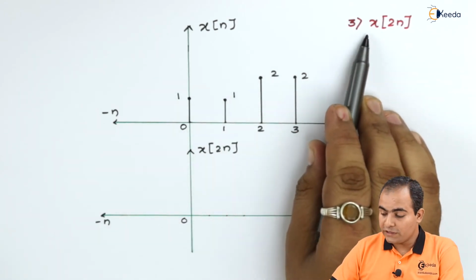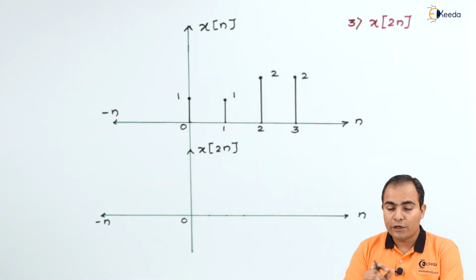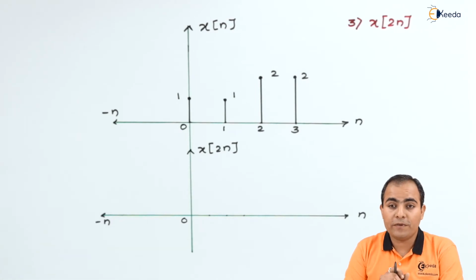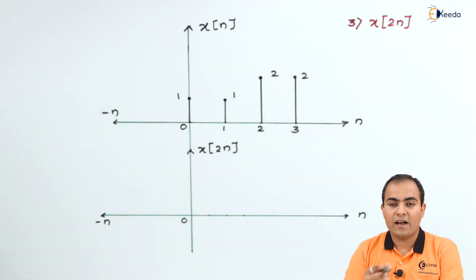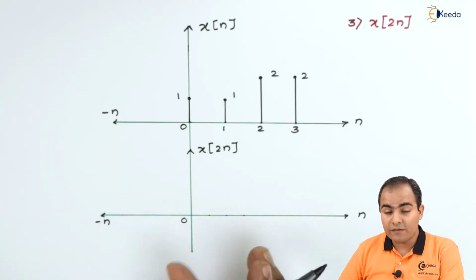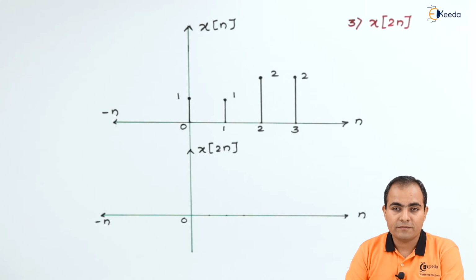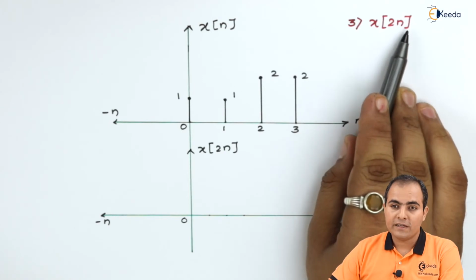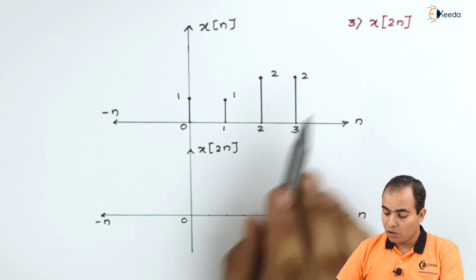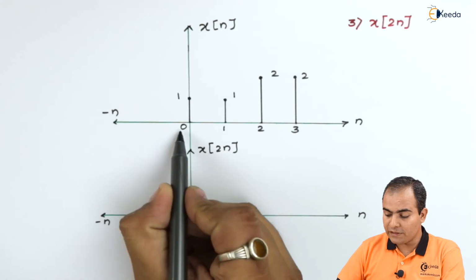Here the question is x of 2n. 2n means what? We are going to perform the time scaling property. Now in this time scaling property, if the function is multiplied by an alpha value, and if that alpha value is greater than 1, which means our graph is going to be compressed. Now I've told you the shortcut method also. As I discussed, this 2 is multiplied with n, which means we are going to divide all the samples by 2. So we'll start with 0 first.